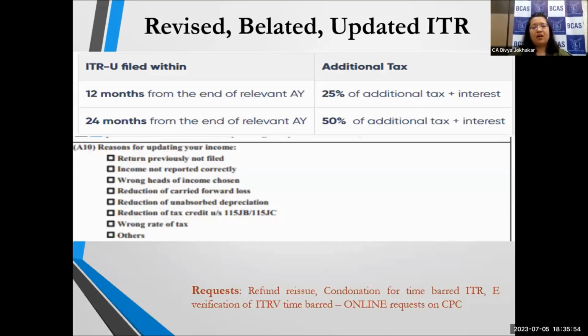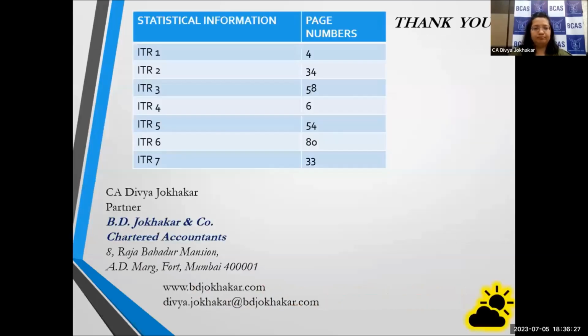Outside the ITR, you can file all kinds of requests now online. Condonation of ITR was actually manual before. Now it has all gone under the CPC profile. So you have different requests that you can make for refund, reissue, condonation for time-barred ITR, and condonation for including ITR verification, which is time bound. There is a button called new request under those categories. So once you log into your CPC profile, you will be able to see the condonation request header under one of those drop-downs, and then you can keep going further. For now, it is very easy to use.